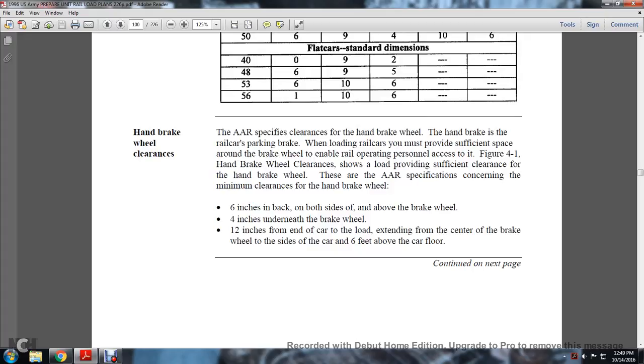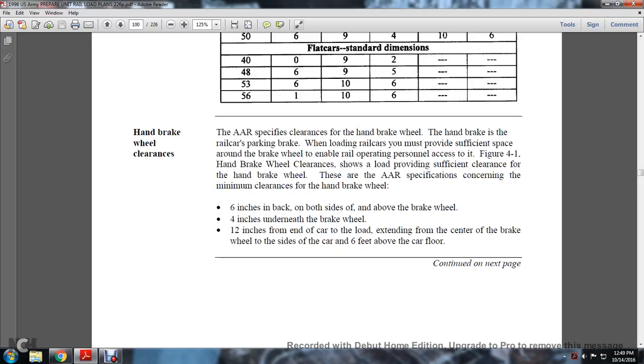The Association of American Railroads specifies the clearance of the handbrake wheel. When the loaded railway car is provided with sufficient space around the brake wheel, it enables the railway operation personnel to access it. Figure 4.1 shows handbrake wheel clearance, showing the loading provision of sufficient clearance of the handbrake wheel.